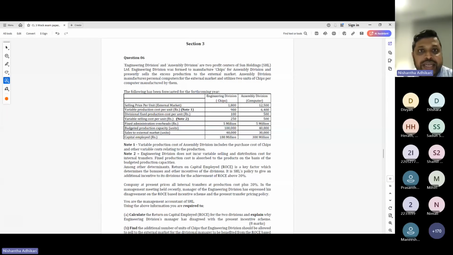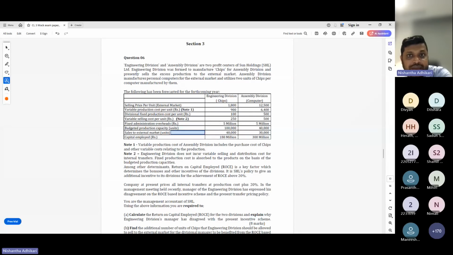Now you can read. Engineering Division and Assembly Division are two profit centers of Sun Holding Limited. Engineering Division was formed to manufacture chips for Assembly Division and presently sells the excess production to the external market. Assembly Division manufactures personal computers for the external market and utilizes 2 units of chips per computer manufactured by them. That means Engineering Division sells chips to Assembly Division. If they want to manufacture 1 unit, they have to supply 2 chips. Now assume their sales to the external market, they are manufacturing 30,000 units, which means they have to internally sell 60,000.